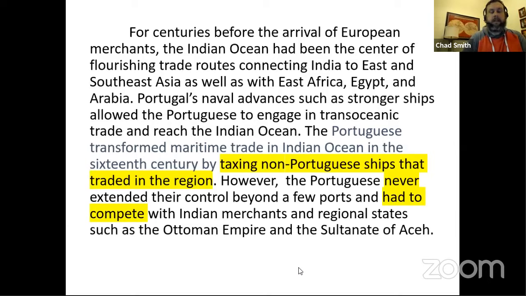So this means that this has 3 claims in it. So it should have 3 body paragraphs. The first body paragraph should have a topic sentence that talks about Portuguese taxing non-Portuguese ships that traded in the region. The second body paragraph should have a topic sentence that explains that despite the first change, Portuguese never extended their control beyond a few ports. And the third body paragraph should show that despite the introduction of the Portuguese, Indian merchants and regional states such as the Ottoman Empire and Sultanate of Assa remained prominent competition. Okay.